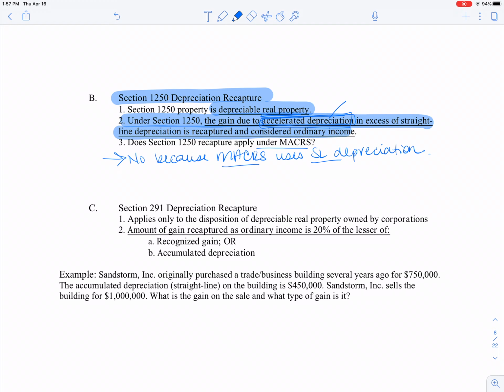All right, let's move on then to Section 291. Section 291 depreciation recapture is what we're going to call the modified 1250 recapture. This only applies to the disposition of depreciable real property owned by corporations. The amount of the gain recaptured as ordinary is 20% times the lesser of the recognized gain or accumulated depreciation.